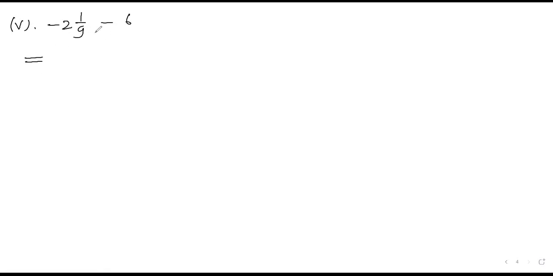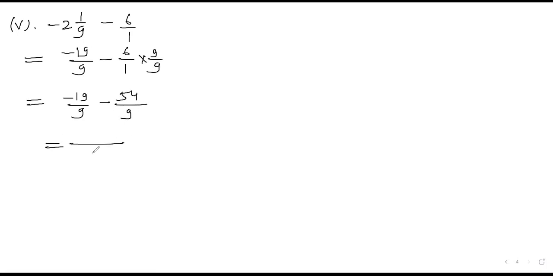Right. So you will simplify this one firstly, and you know that if there is no number in the denominator of a given number, then you can take 1. 9 2s are 18, 19 upon 9, and minus 6 upon 1. So you will simply multiply by 9 over here and you will get the LCM, meaning the denominators will be the same. So minus 19 upon 9 minus 9 6s are 54 upon 9. So minus 19 minus 54 gives you 73 upon 9 with the negative sign, right?